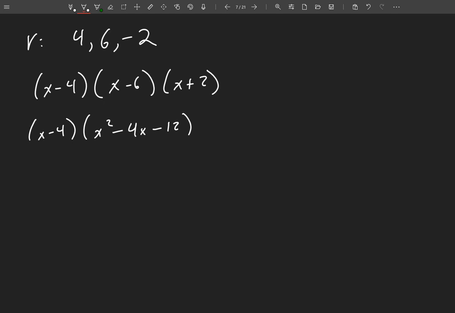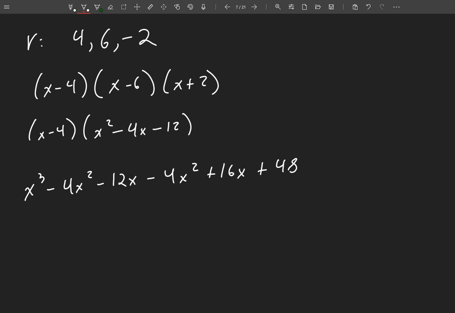And now I have x times all of these things. That gives me x to the third minus 4x squared minus 12x. And then I have negative 4 times all of those things. That's negative 4x squared plus 16x plus 48.